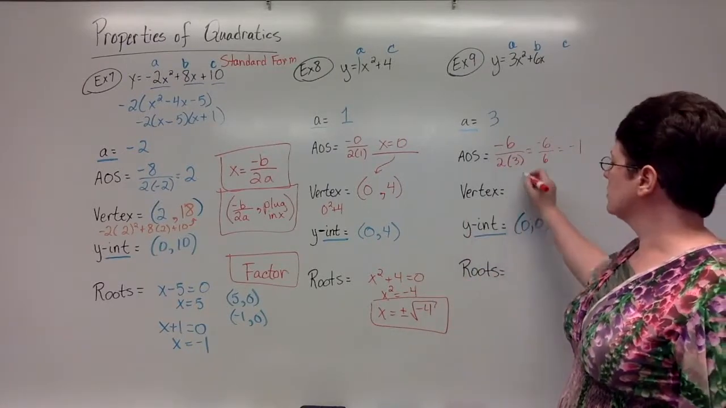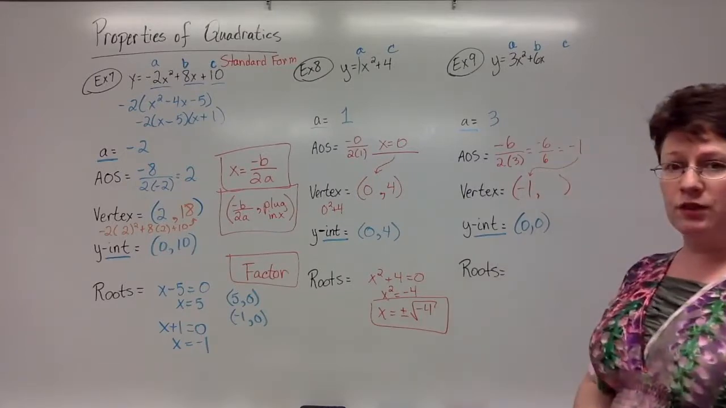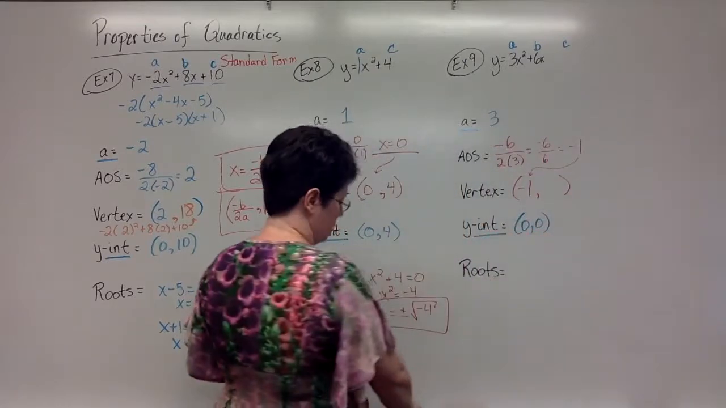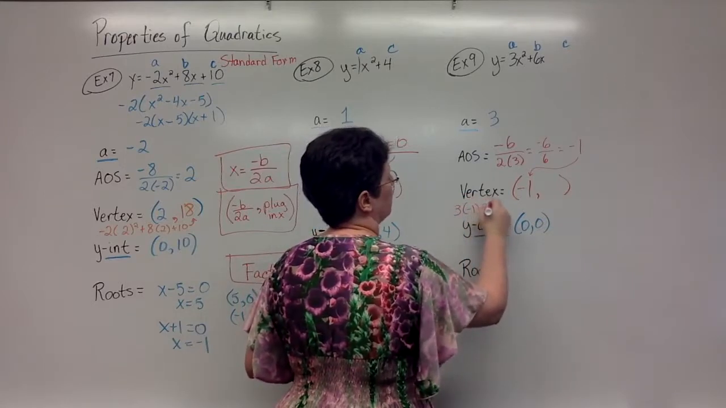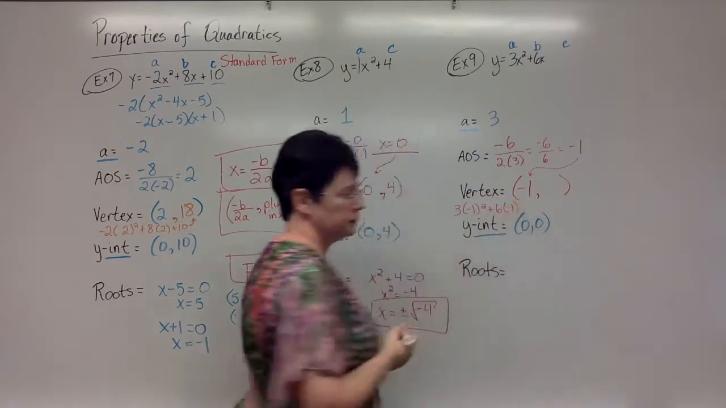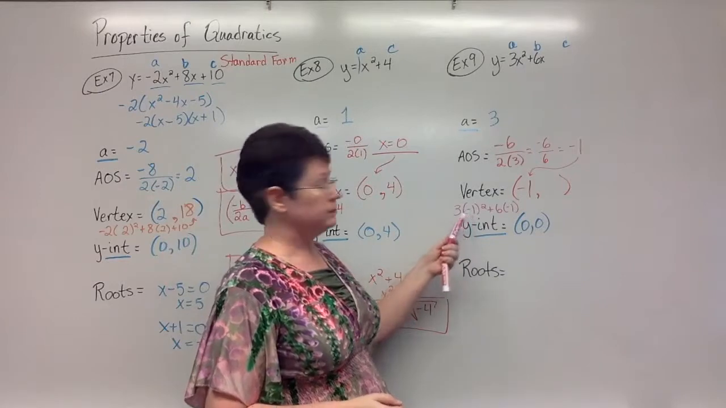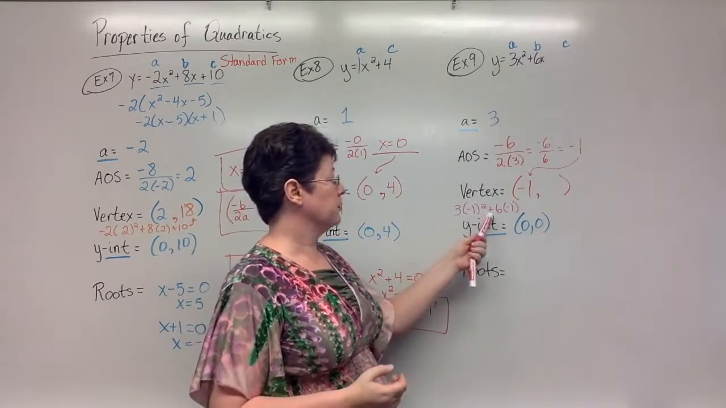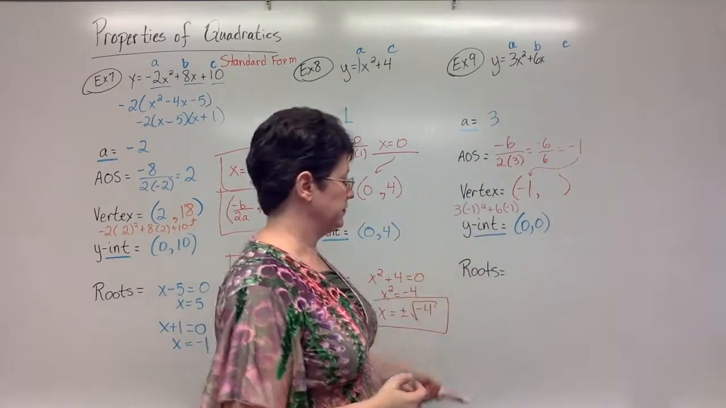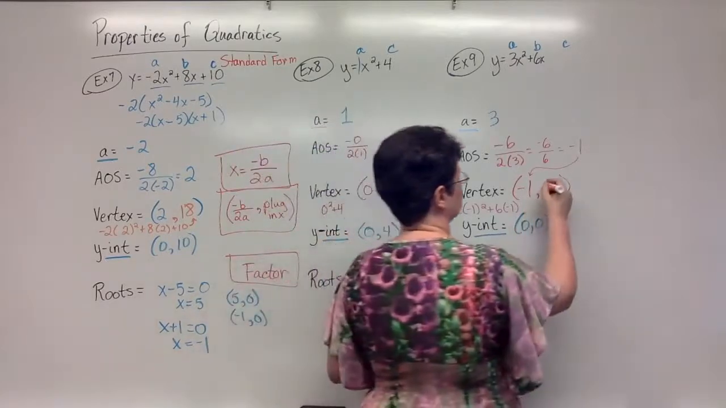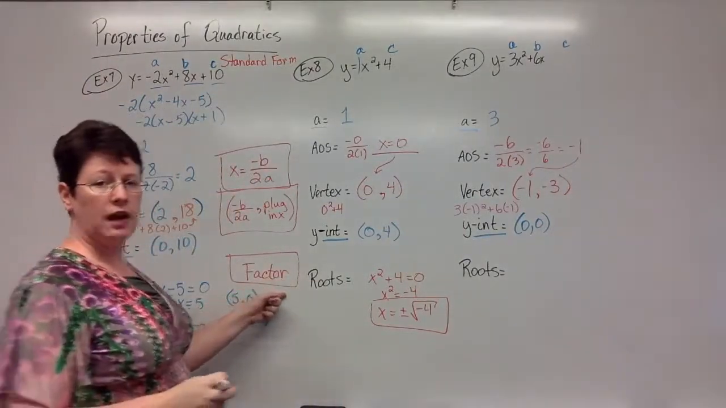Now let's look at the vertex. Remember, the x value comes from the axis of symmetry. Now I just have to find my y value. So how would we do that? Okay, so I've got 3 times negative 1 squared plus 6 times negative 1. Well, negative 1 squared is positive 1. So that would just be a 3. And 6 times negative 1 would give us negative 6. So it's going to be a negative 3. No big deal. Okay? Now to find the roots, we need to factor.